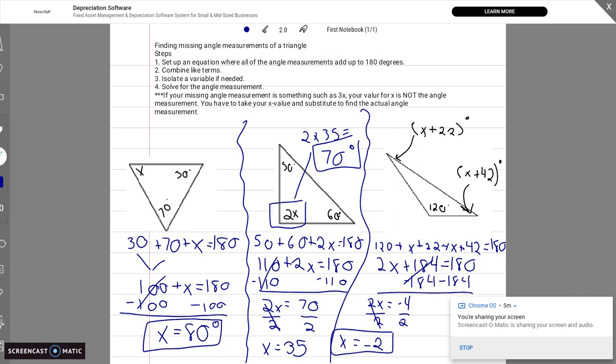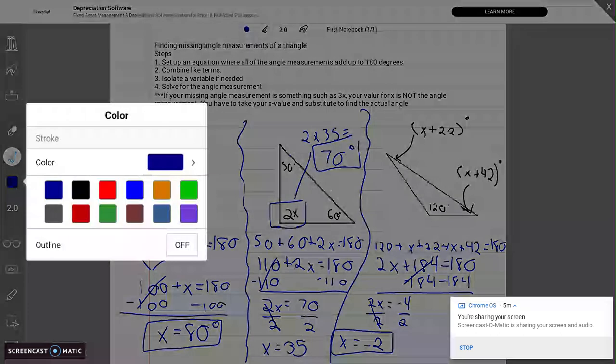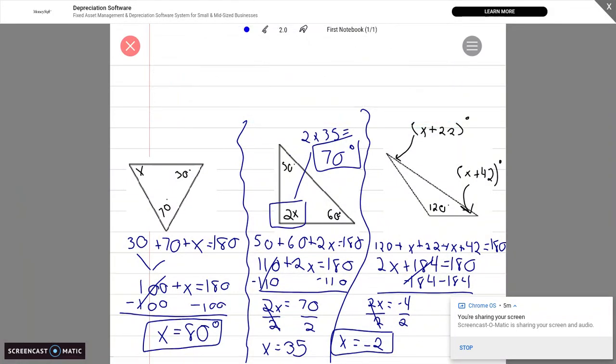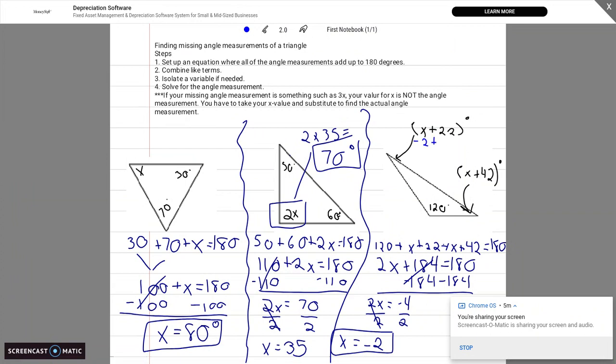So I'm actually going to change to a different color. I'm going to change to a brighter color, change to this blue. So if I were to substitute -2, let's do it down here, -2 plus 22, well, that would give me a 20. So this angle measurement is really 20 degrees. And now I can find the second angle. So -2 plus 42. It's really like saying 42 minus 2. And that gives me 40 degrees. So your two missing angles are 20 degrees, and this is a really bad 0. There we go. And 40 degrees.